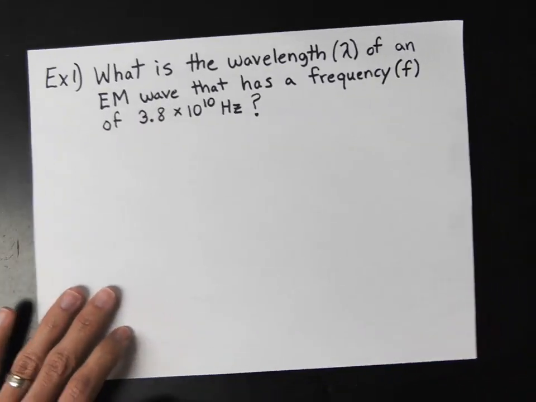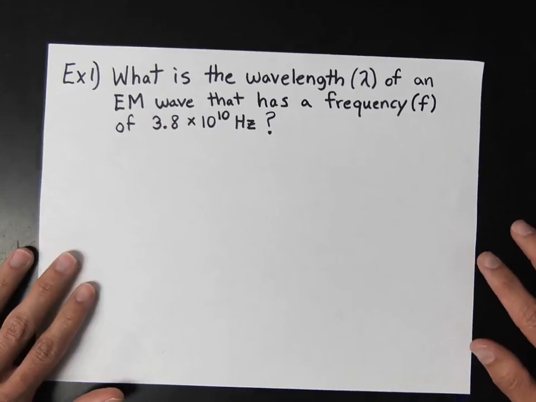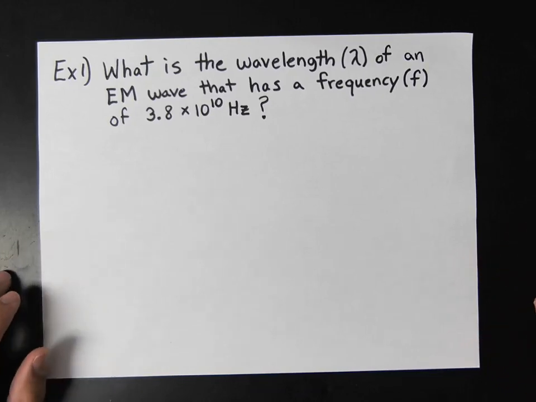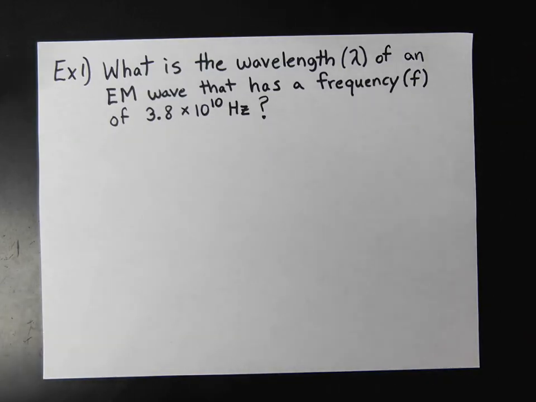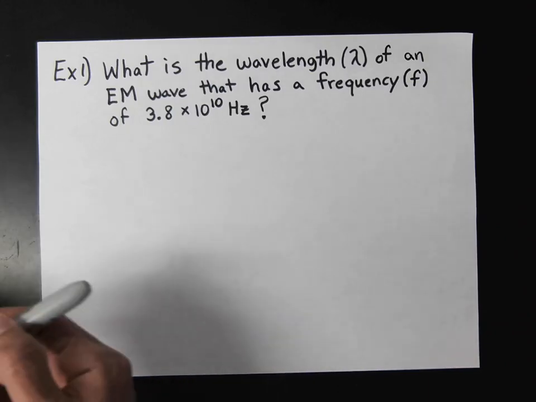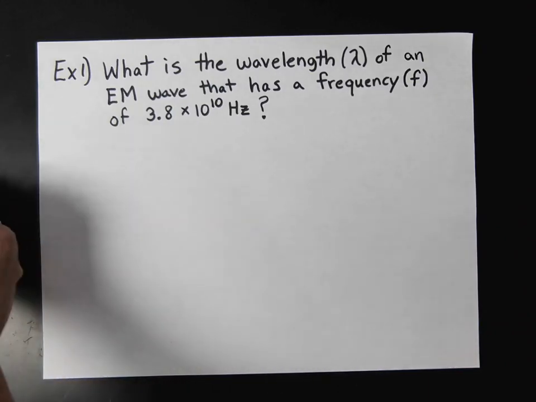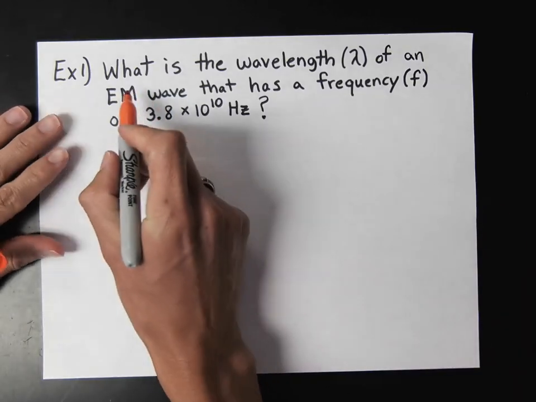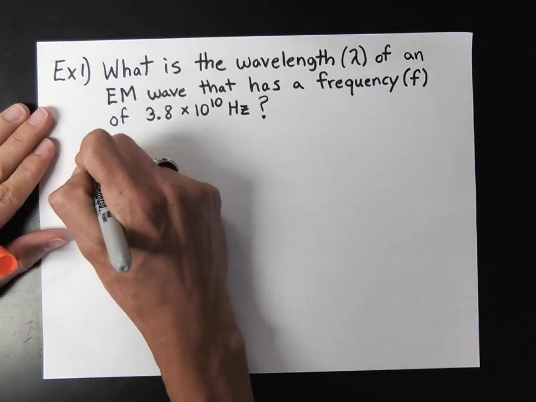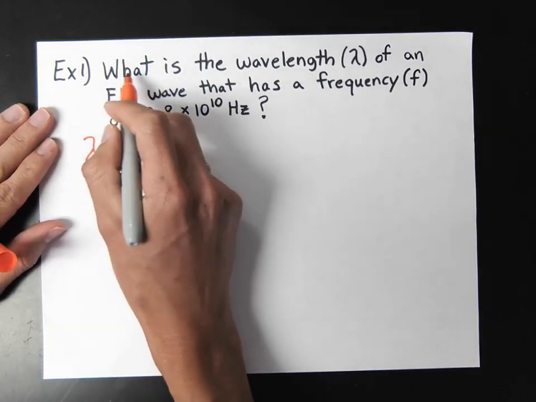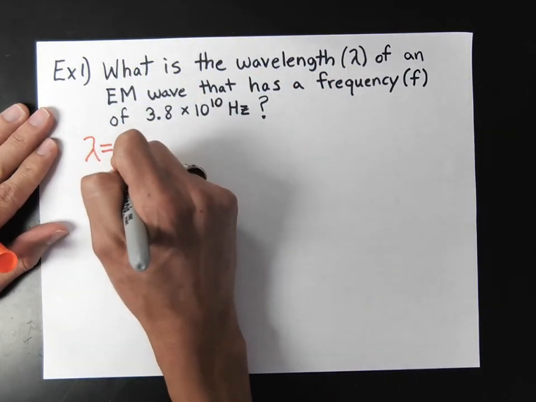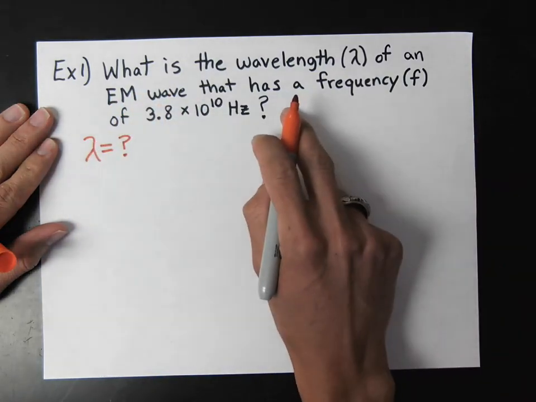Alright, so here's the first example. It says, what is the wavelength of an electromagnetic wave that has a frequency of 3.8 times 10 to the 10 hertz? What I would do is look at what's given. It says, what is the wavelength? So you know you're going to have wavelength. And it gives you a frequency.